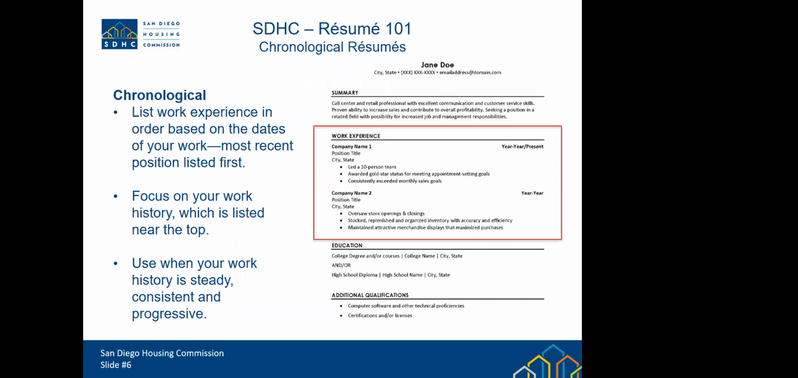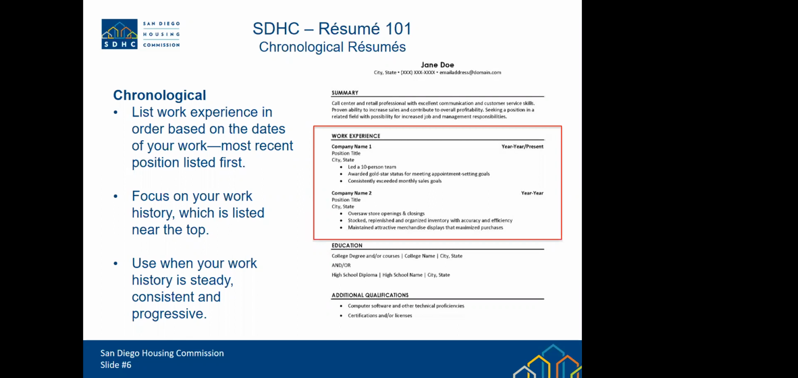So there are different types of resumes, okay? The chronological resume, which is the most common, is the one that lists all of your jobs and all of your experiences in order based on the dates that you worked, with the most recent first, and then the ones that you've done in the past right after that, one after the other, with no breaks. It focuses on work history, so which ones do you list on top? What do you want to say that you've done?